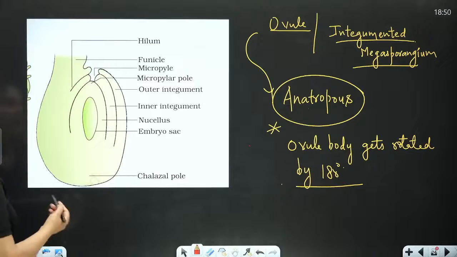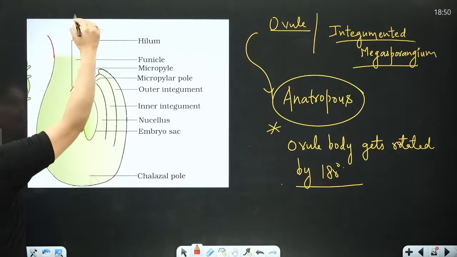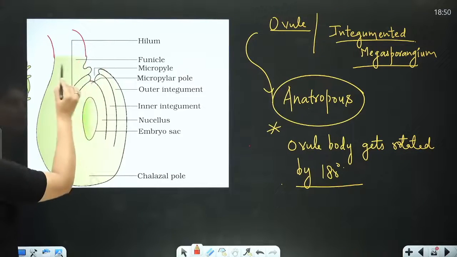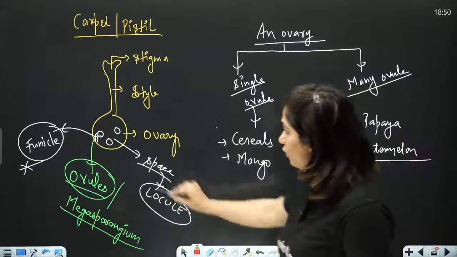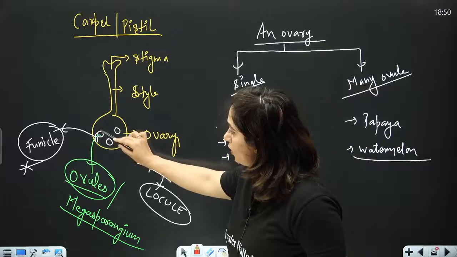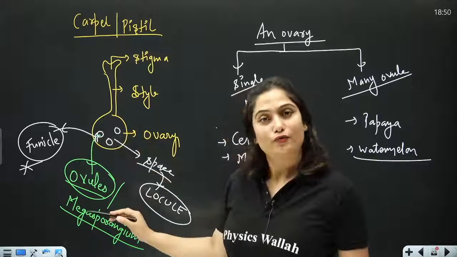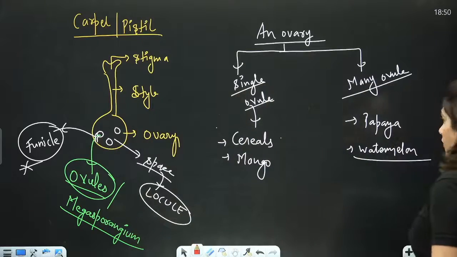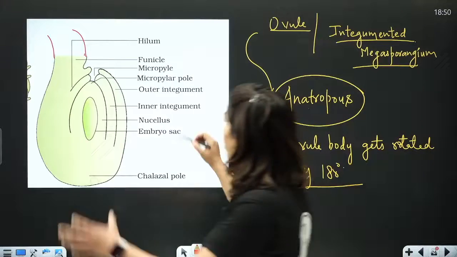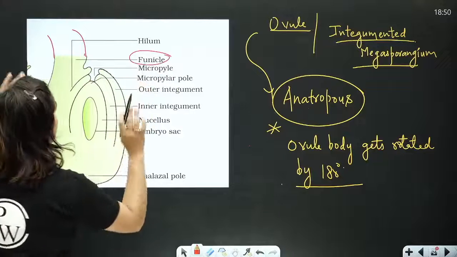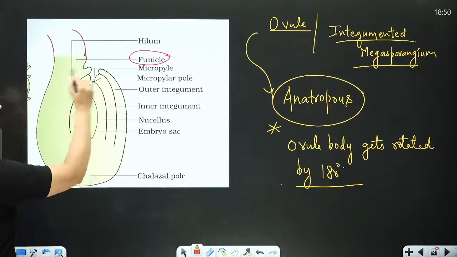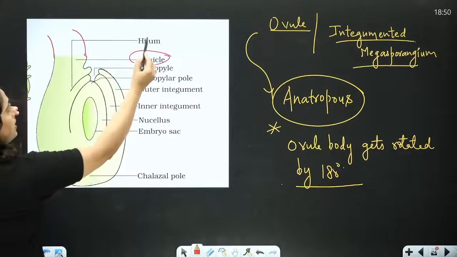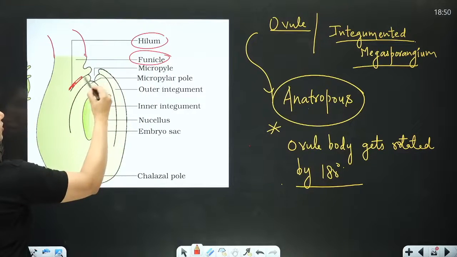Let's understand. This is the funicle, or the stalk of the ovule, with the help of which the ovule gets attached to the wall of the ovary. Now the point at which the ovule body is attached to the funicle is called as hilum. This point is called as hilum.